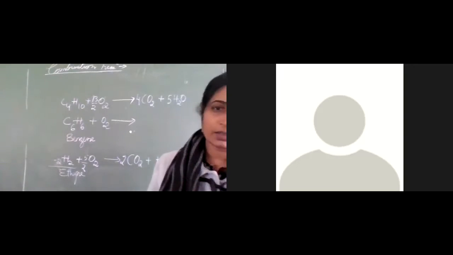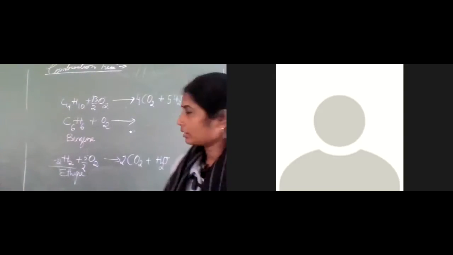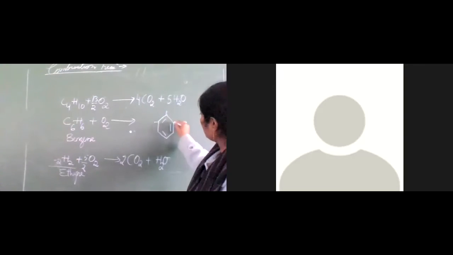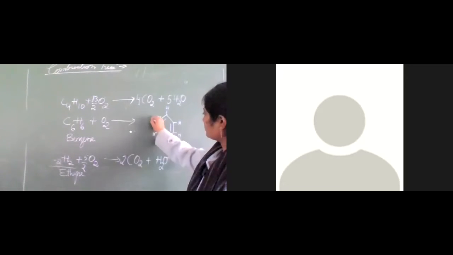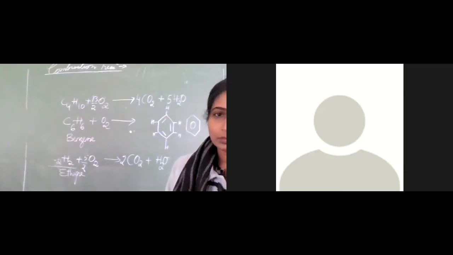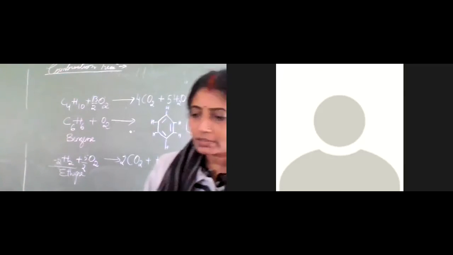Nobody. That means you are not practicing. Practice well. The structure was like this now. Alternate double bond. There was alternate double bond. It was like this, which can also be written like this. Now you remember? You will practice this structure.